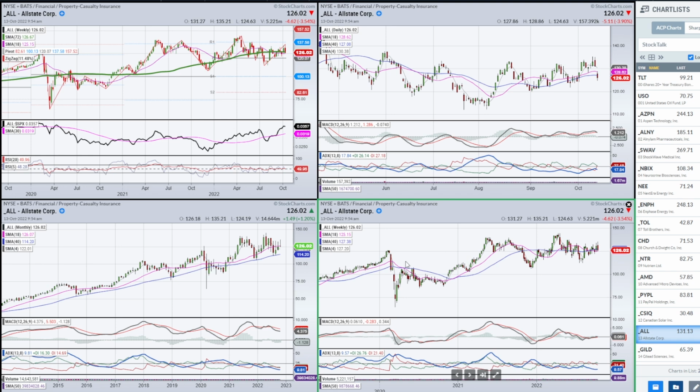Okay, so Allstate, again, look at this on a relative basis. See this black line? That's the relative performance line versus the S&P. That's essentially saying that when this is going up, it's outperforming the S&P. And it's been doing it all year. Been a great stock on a relative basis. But that doesn't mean we're making any money.